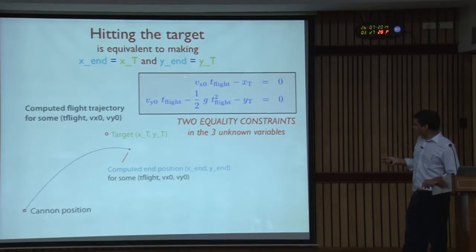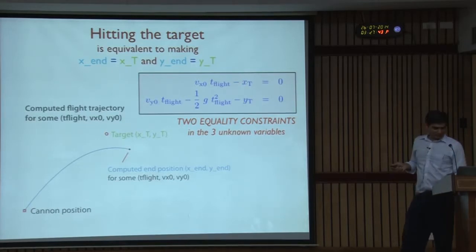Essentially you can replace that condition that this point has to be the same as this point by a set of two constraints. The x position of this point is going to be vx times t, which should be equal to xt. So that's one constraint, and then there is another constraint for the y position as well. So we have three unknown variables and two equality constraints. Now, in principle, you could, by doing some math, have turned this into an unconstrained optimization problem with just one variable. But just for fun, we are doing a three-variable optimization problem with two constraints.